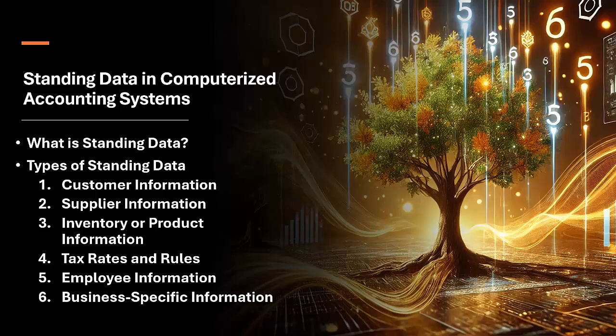3. Inventory or product information. Details about the products or services that the business sells or purchases are stored. Examples: product name, rose bouquets. Product code, RB001. Unit price, $25 per bouquet. Description: freshly arranged roses in decorative wrapping. Reorder level: notify when stock falls below 20 bouquets.